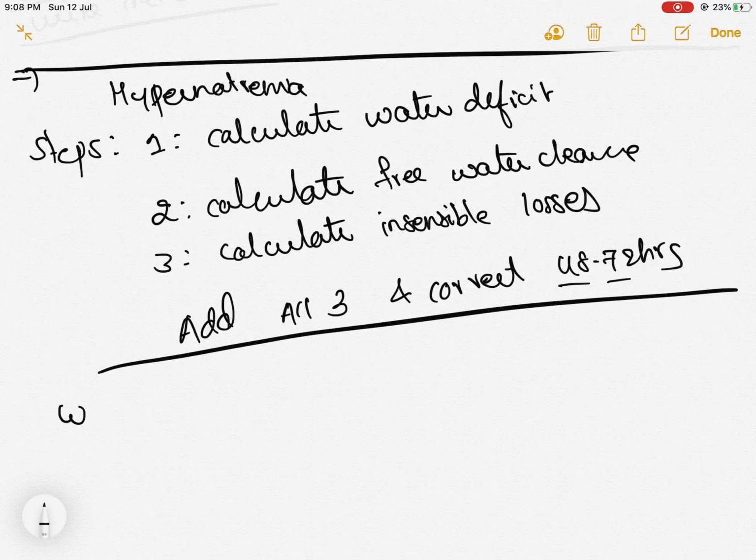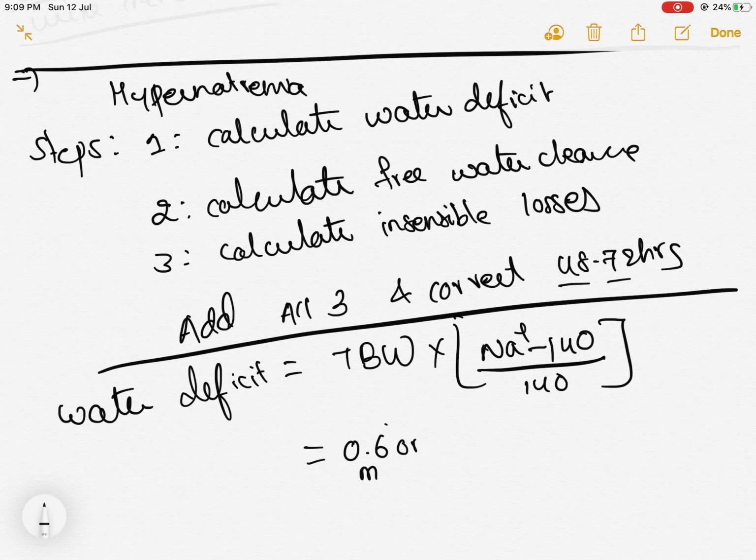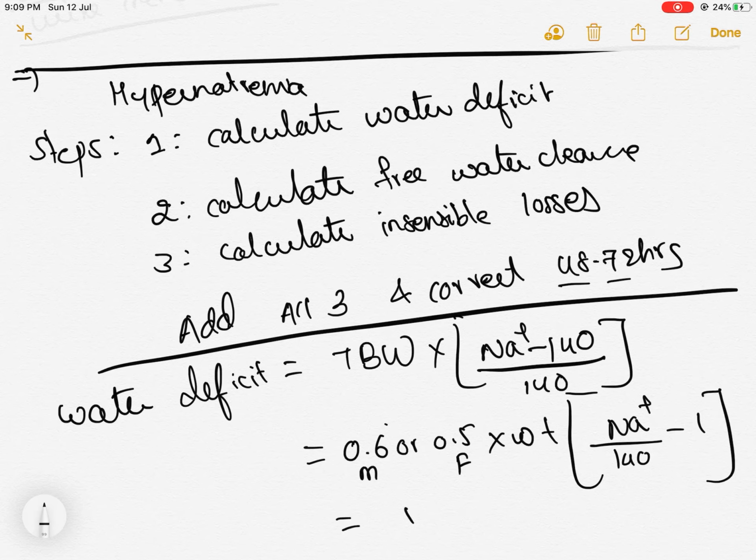Now first, how to calculate water deficit. Water deficit is equal to total body water multiplied by (sodium minus 140) divided by 140. You can also simplify this formula as 0.6 in males or 0.5 in females multiplied by weight, this into (sodium divided by 140) minus 1. So this will give you the water deficit in liters.